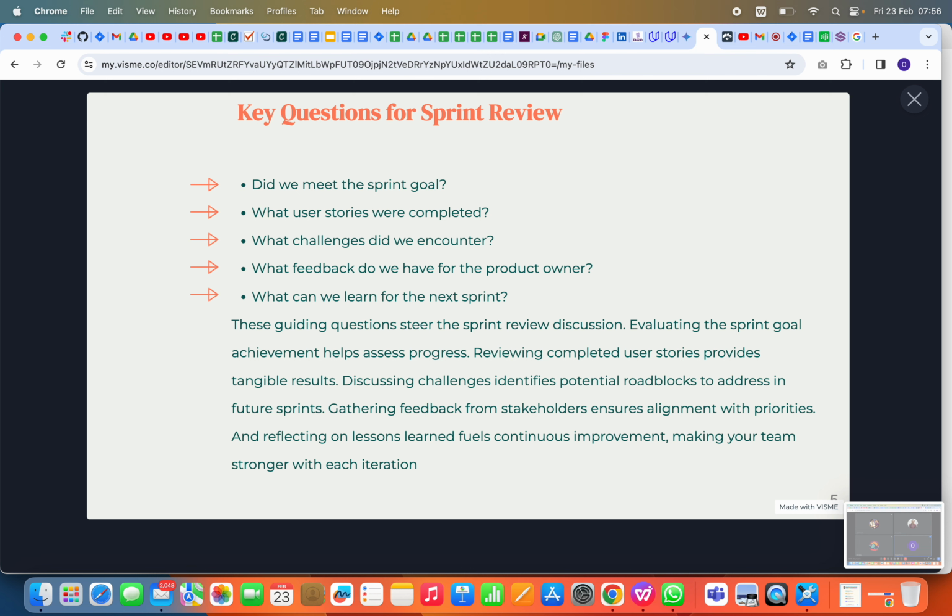Evaluating the sprint goal achievements helps assess progress. Reviewing completed user stories provides tangible results. Discussing challenges identifies potential roadblocks to address in future sprints. Gathering feedback from stakeholders ensures alignment with priorities, and reflecting on lessons learned fuels continuous improvement, making your team stronger with each iteration.